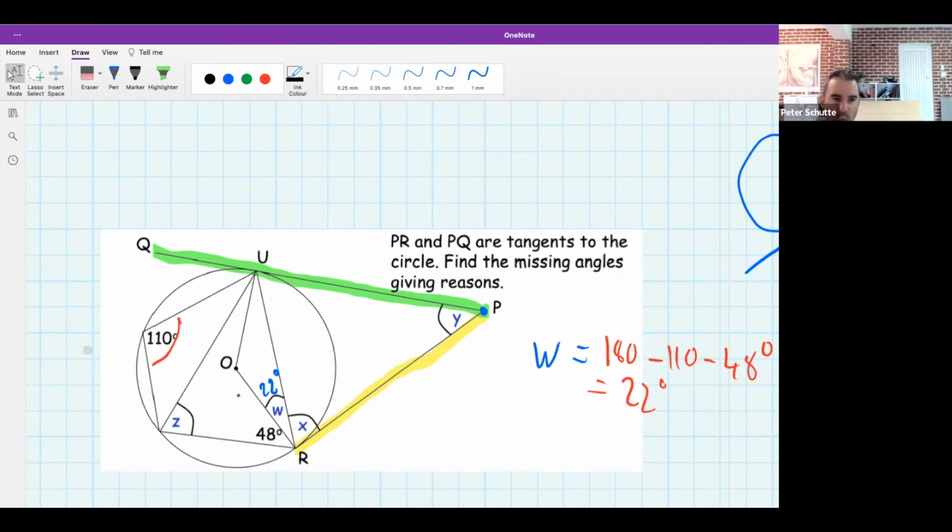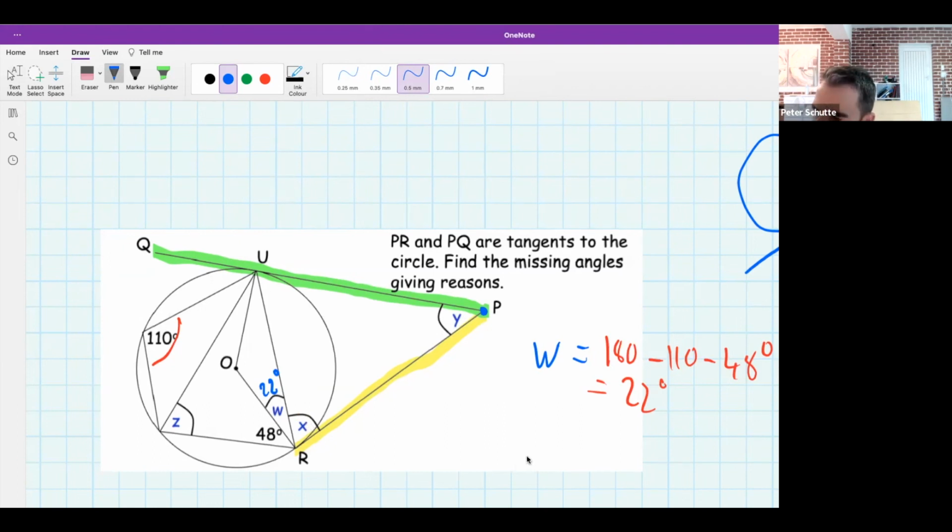So Dawn has said Y is 44. Dawn, could you give us a reason as to how you got 44? Maybe X is 68. Oh, okay, I think I know where that's coming from. Tangents from a common point. So we found W. We haven't found Y yet, though. So I totally agree. If you've got Y, then you can use the tangents from a common point.